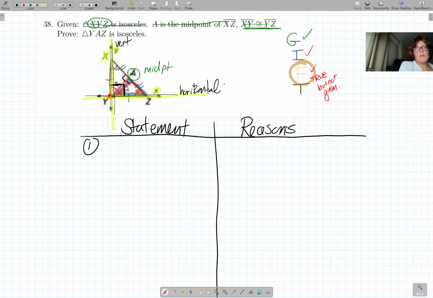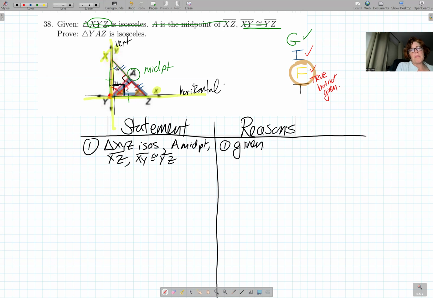So number one, of course, triangle XYZ is isosceles. I'm just going to put everything in the middle. A is the midpoint of XZ, and XY is congruent to YZ. All of that, of course, is given.